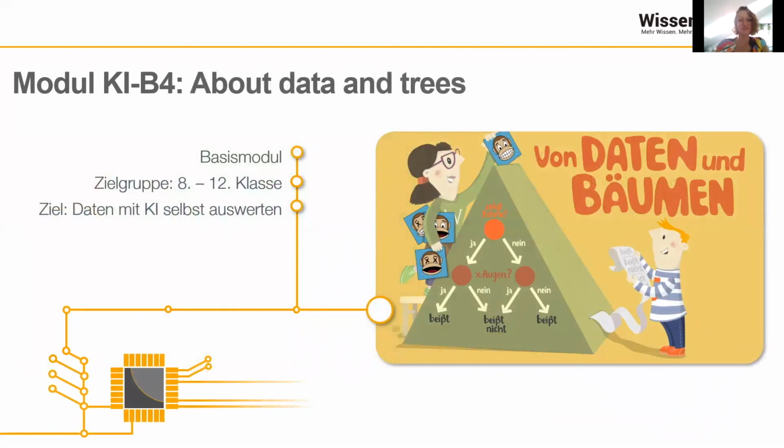This module is all about data. It's called About Data and Trees. The students step into the role of a data scientist in this module. They analyze data with the software Orange 3, which is very easy to use and which makes the process of the analysis transparent. In so doing, the students gain an understanding of which real-world problems can be solved with AI and why biases develop.